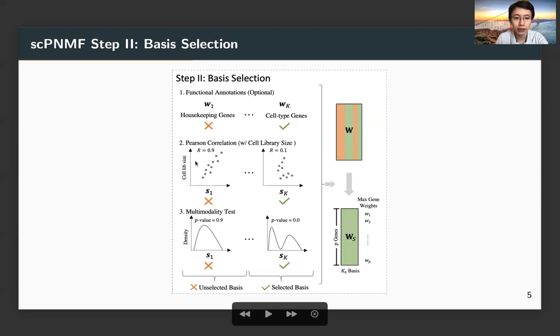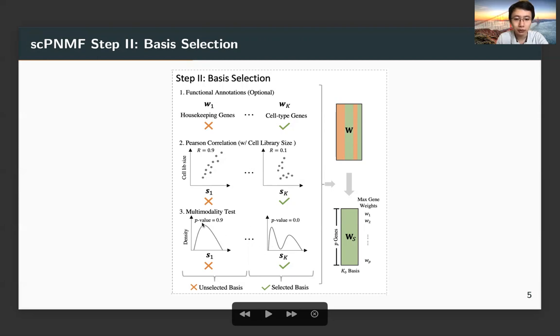Of course, if you do not have such prior knowledge, we have two purely data-driven methods. The first one is Pearson correlation with cell library size. In single-cell analysis, people usually treat cell library size as a confounding factor. Therefore, if one score factor is highly correlated with the cell library size, we can remove it since we think that its variation is not related to the biology.